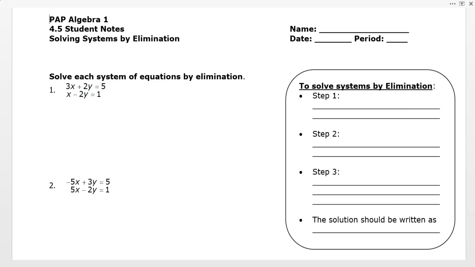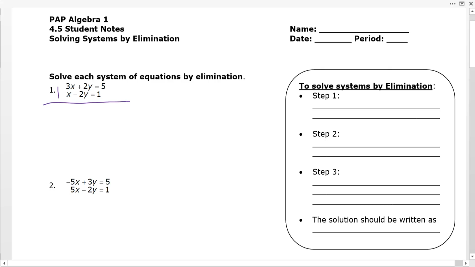Like in number one, you'll see that you have plus 2y and minus 2y. So if I take these equations and add them together, 3x plus x is 4x, 2y minus 2y is 0, and 5 plus 1 is 6. So now I have 4x equals 6. Easy to solve for x. x is equal to 6 over 4, which is the same as 3 over 2, which is the same as 1 and 1/2, which is the same as 1.5.